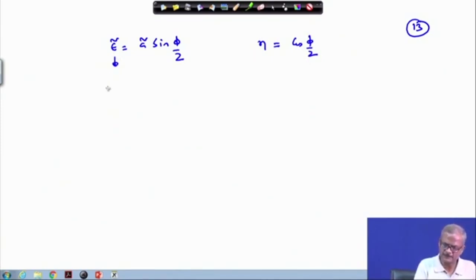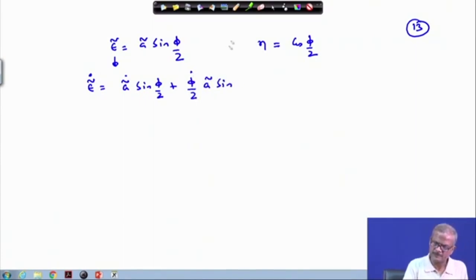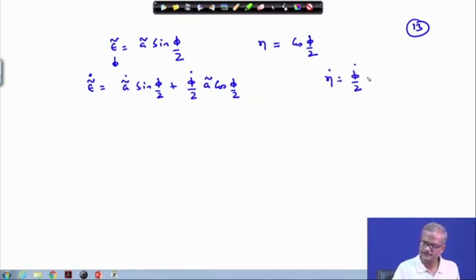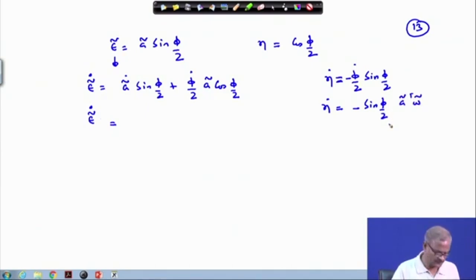So now we get the rate of change of this epsilon, which is either the quaternion or the Euler parameter. This will get reduced to a tilde dot sin phi by 2 plus phi dot divided by 2 a tilde, sin gets cos, and this is cos. And eta dot becomes phi dot divided by 2 with minus sign. Phi dot is nothing but a tilde transpose times omega tilde as proved earlier. So, we use that result, and here this is 1 by 2 with minus sign.